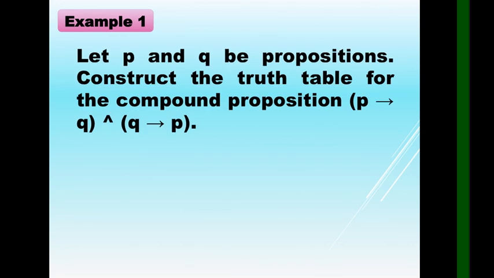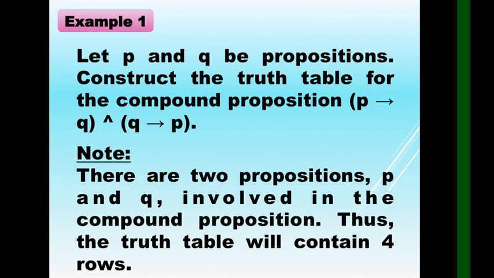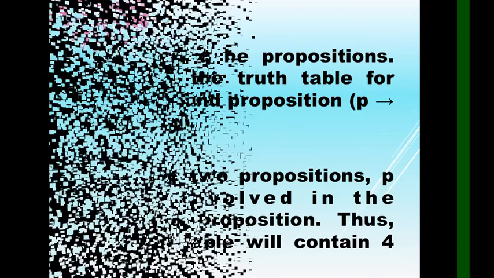Let P and Q be propositions. Construct the truth table for the compound proposition. So it's a compound proposition. Quantity P implies Q, that is a conditional. Conjunction, that is a conjunction. Quantity Q implies P, that is a conditional. So, how to do this? Note, there are two propositions. So we have P and Q involved in the compound proposition. Thus, the truth table will contain 4 rows.